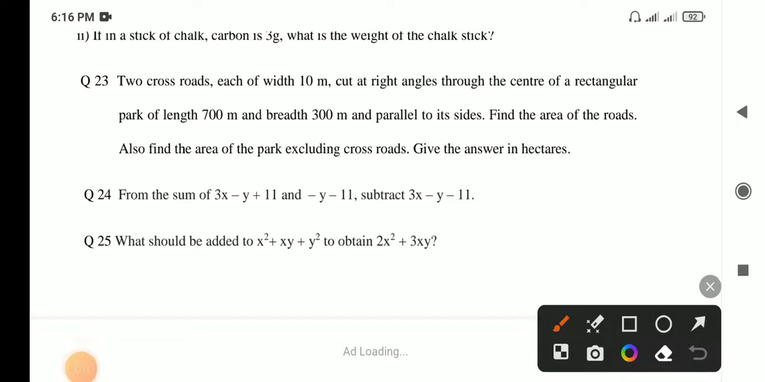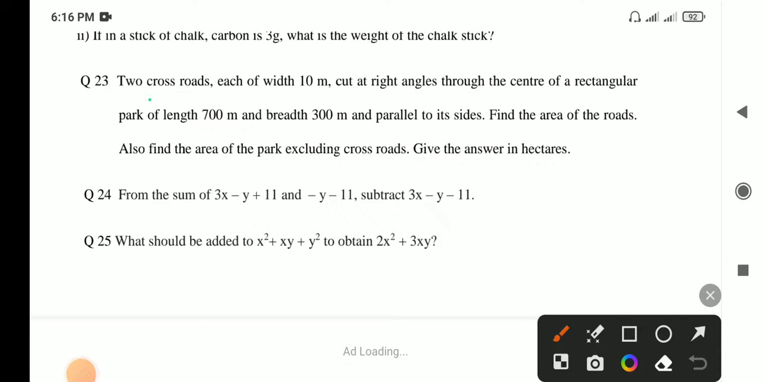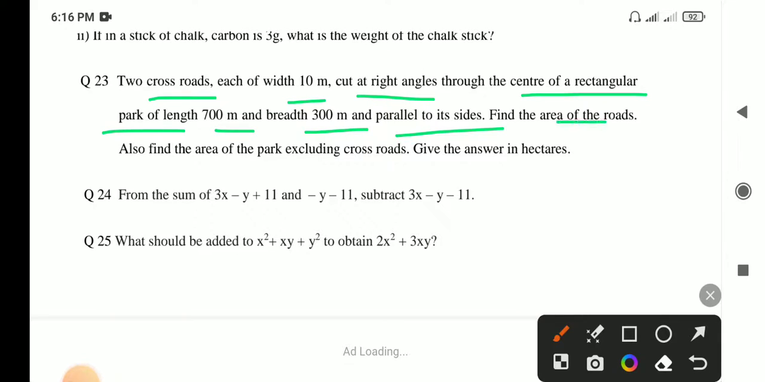Question 23, you can see on the screen, two crossroads each of 10 meter cut at right angles through the center of a rectangular park of length 700 meter and breadth 300 meter and parallel to its sides. Find the area of the roads. Also find the area of the park excluding crossroads and give the answer in hectares. Yes, we have to find the required areas and convert these areas in hectares because answer is demanded in hectares.